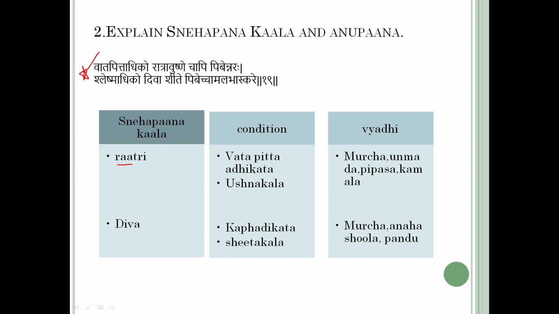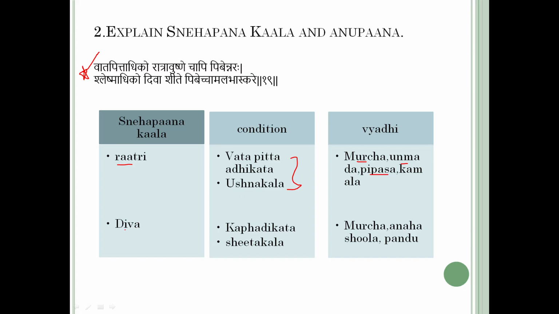In these two conditions you give the snehana in the Ratri. Why? Because in Vata Pitta Adhikata the Ushnata will be more, and in Ushna Kala obviously the Ushnata is more. In this condition, if you give the Sneha in the morning, there will be more Ushnata, as the morning has more Ushnata. They have already said that in more Ushnata you should not give Snehapana, so that contraindication will happen. So in the Ratri you have to give the Snehana. And if these two conditions are there and you still give the Snehana in the morning, then Murcha, Unmada, Pipasa and Kamala, these four Vyadhis will happen.